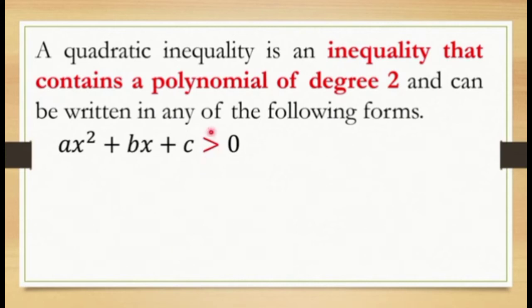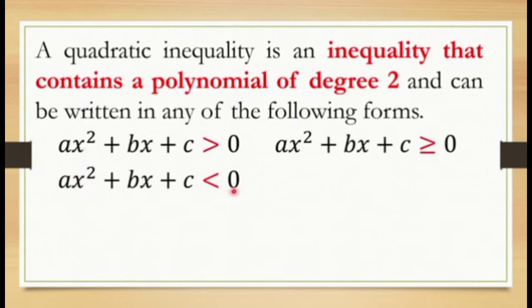But remember, hindi lang tayo dapat sa symbol nakatingin. Minsan kasi, greater than siya, pero pagdating sa exponent, naka first degree lang siya. So ang tawag lang natin doon ay linear inequality. Another form, if you have ax squared plus bx plus c is less than 0. Another, ax squared plus bx plus c is greater than or equal to 0. And ax squared plus bx plus c is less than or equal to 0.